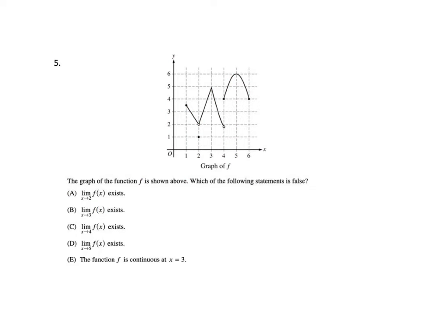For this problem, we need to see which of the following statements would be false. So let's start with A. We have the limit as x approaches 2 exists. Remember, since this is not one-sided, you do need to trace in from the left and from the right. And notice we are approaching a specific value. Now, the function not being equal to that value just means we're not continuous there. But we are approaching 2, so that one does work.